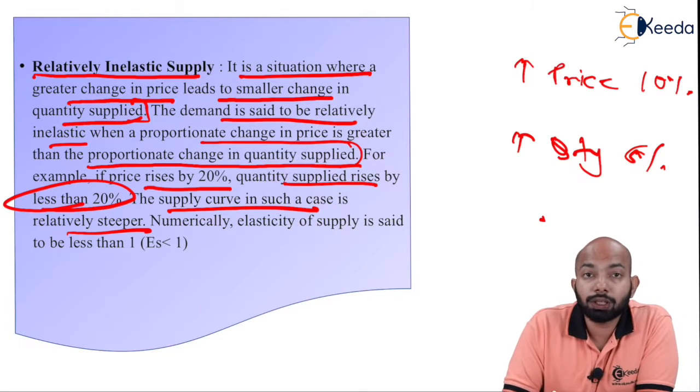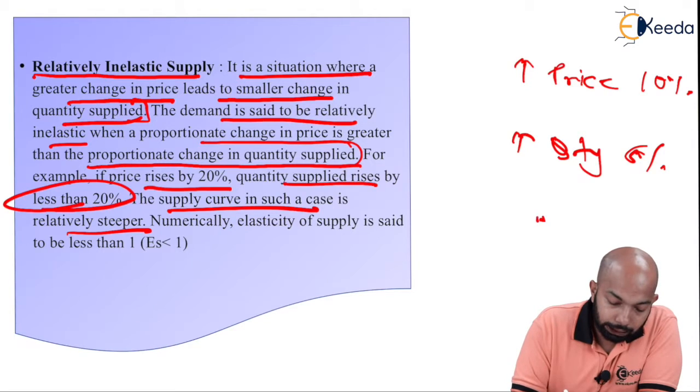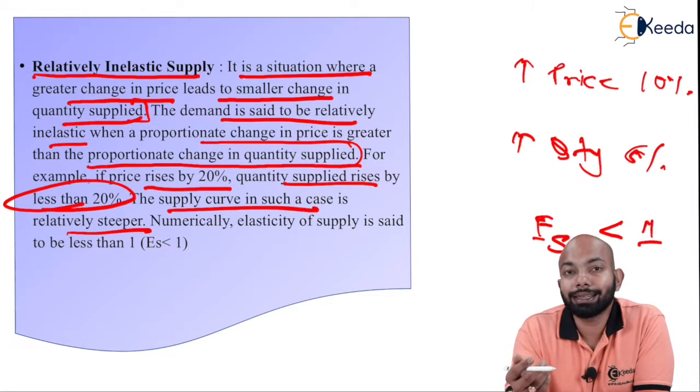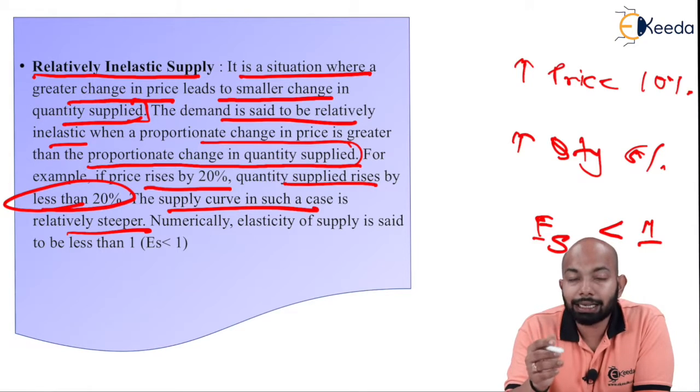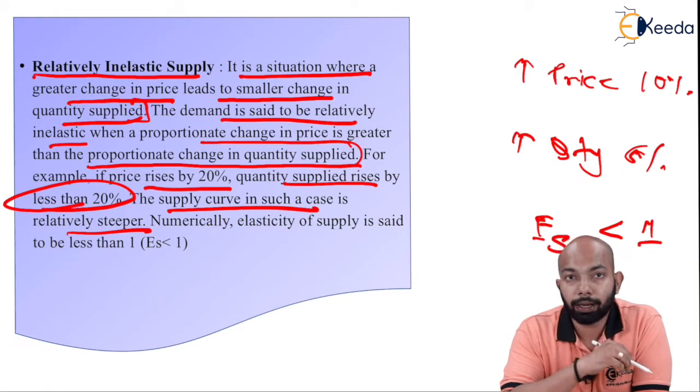Now, in this scenario, the supply curve will be very steep. Numerically, here the ES, or elasticity of supply, is less than 1. Why? Because the quantity supplied is not in proportion to the change in price, nor is it greater than the change in price. If it was, it would be known as relatively elastic, and here the elasticity will be greater than 1.